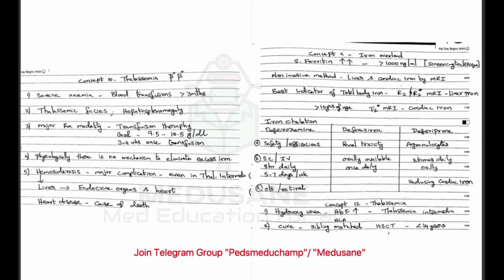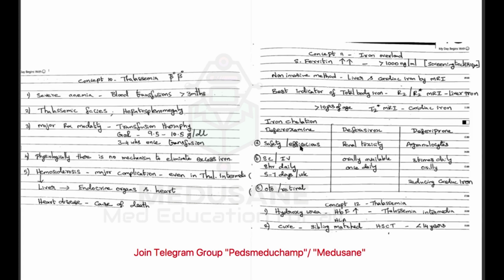Okay, and they have the sequence R2 or R2 star. I can't understand that. So remember R2 MRI. So R2 sequence of MRI for liver iron, it's not just about liver, it's about the total body iron. It's the best indicator of total body iron. Okay, and from 10 years onwards, you have to screen for cardiac iron also, 10 years of age. So what is the screening technique? The sequence is T2 star MRI, which is going to be the sequence for cardiac iron.